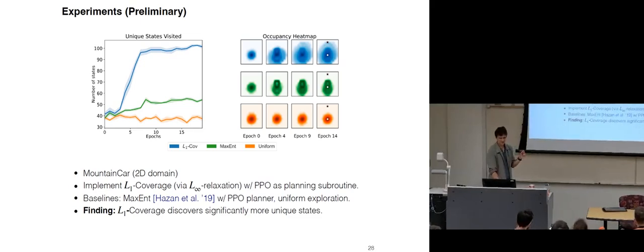The planning subroutine, we just use REINFORCE. We just use the policy gradient algorithm, and it approximately solves this optimization problem.